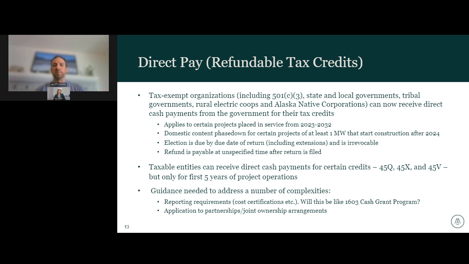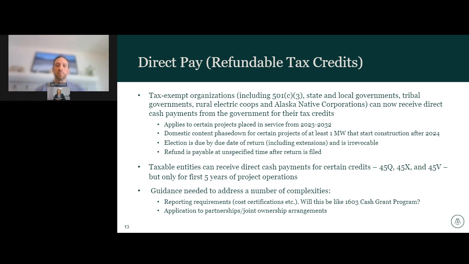And we're seeing lots of different interesting structures, joint ownership structures, different financing structures that allow for these projects to get developed and for the non-taxable entity to take advantage of the direct pay benefit. So that's really exciting and is helping projects get built that otherwise wouldn't get built.